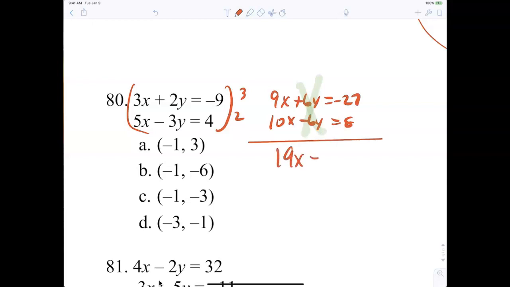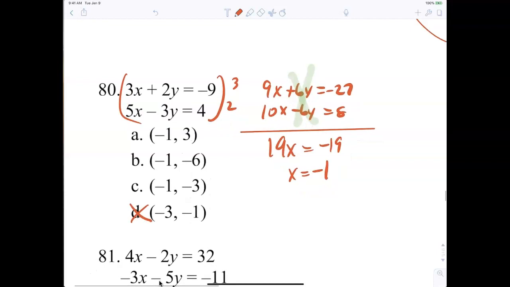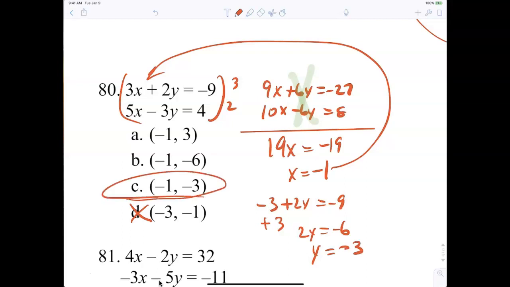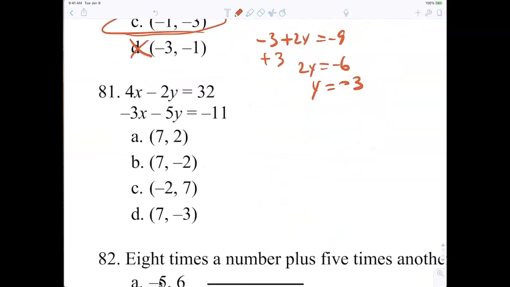So now 19x is equal to, well, that worked out, -19. So x equals -1. So I know it's not D. Now I plug -1 in. So I end up with -3 plus 2y equals -9. Adding 3 to both sides, 2y equals -6, so y equals -3. So (-1, -3). Beautiful. All right.